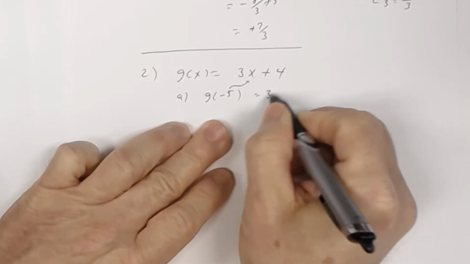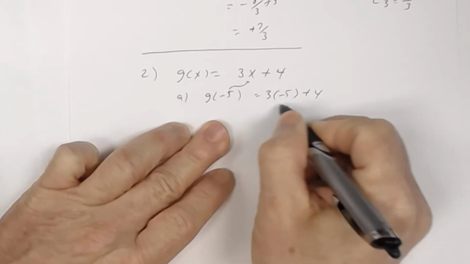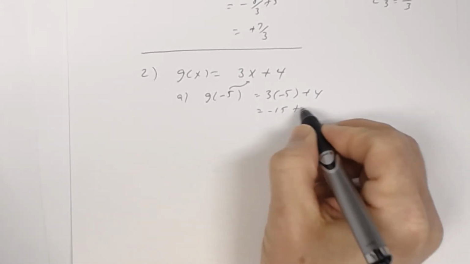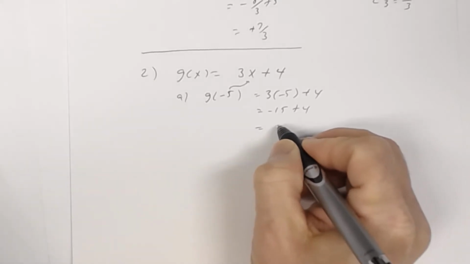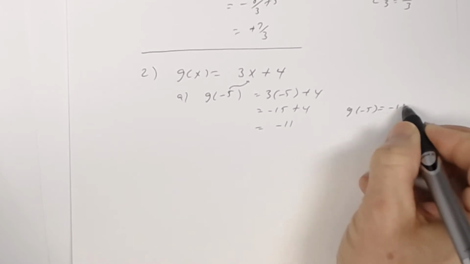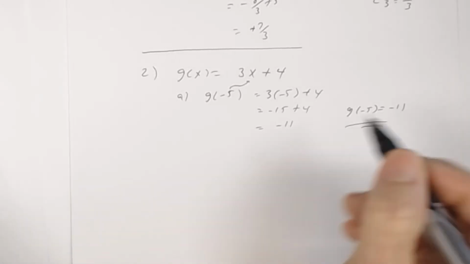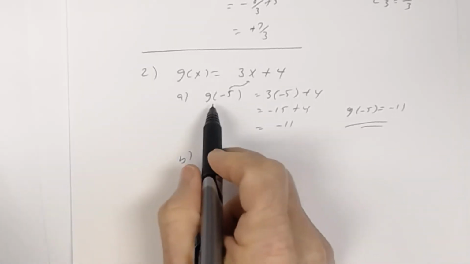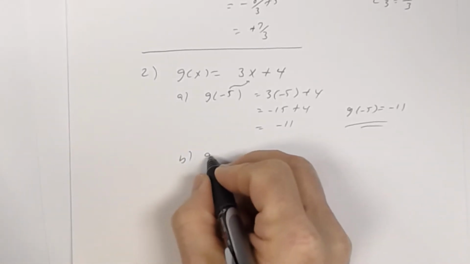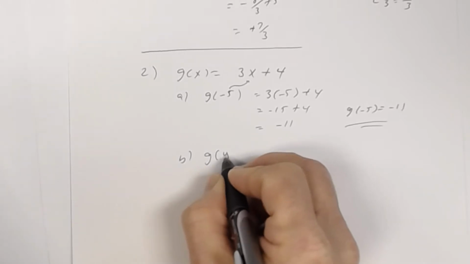So I get 3 times negative 5 plus 4, and then you use your order of operations. 3 times negative 5 is negative 15. Negative 15 plus 4 is negative 11. So what we found was that g of negative 5 is equal to negative 11. All right? But it's not always going to be evaluated at a number. So let's say we want to find g of, let's say, y.